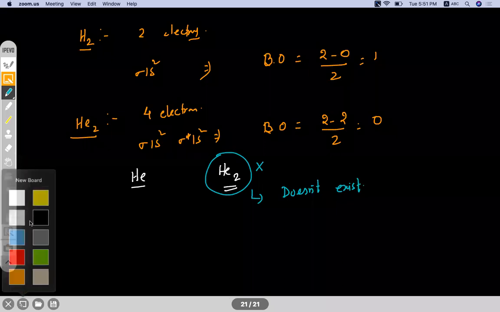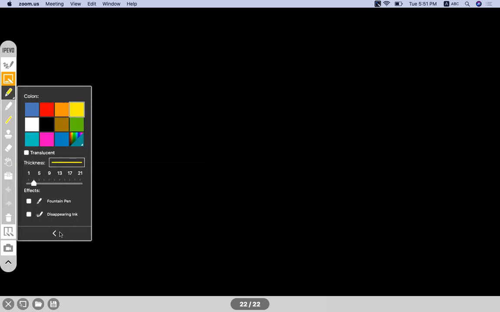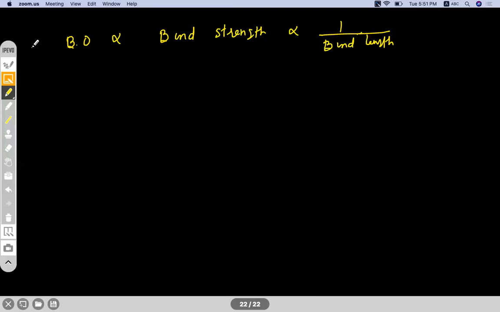Now, one more relation you see here. We discussed this relation in the last class: bond order is directly proportional to bond strength, and it is inversely proportional to bond length. So once you know the bond order, you can also compare bond strength and bond length. Clear?